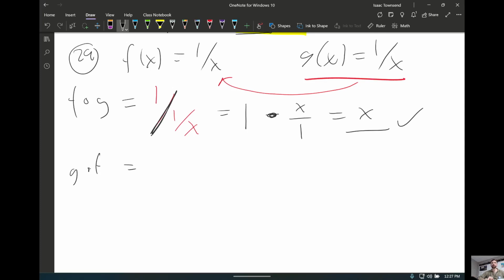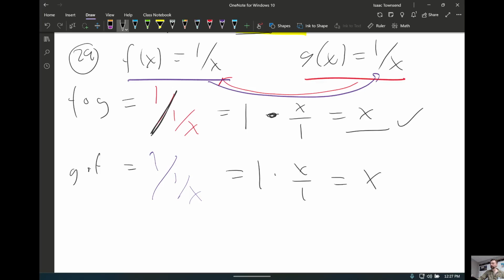And then if you do g of f, you're plugging f into g, but it's almost kind of silly to do that because you're plugging the same thing into the same thing again. So of course it's going to simplify the same way. So there's the algebraic part, and this is one of very, very few examples of functions that are their own inverse. 1 over x is inverse with itself. That's not normally true, but it is for 1 over x and a couple others.